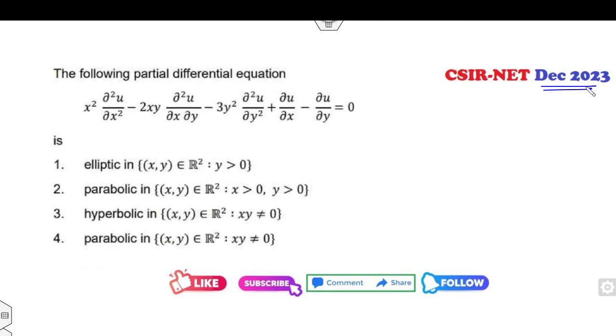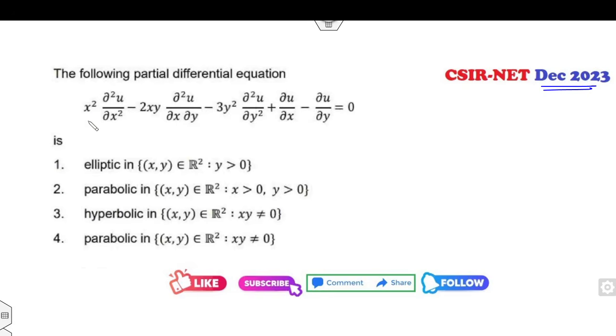Now you can see it's December 2023 and the same approach I will explain for this example as well. If you look carefully, from the first example to I think the 40th example, I am solving all of them with the same approach.